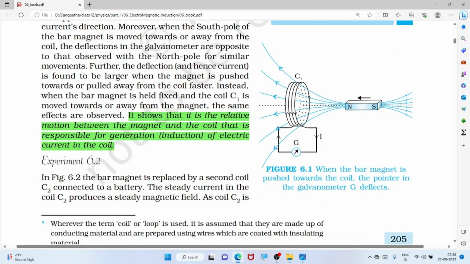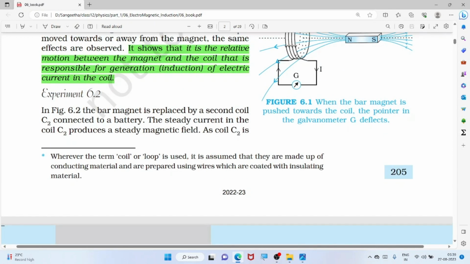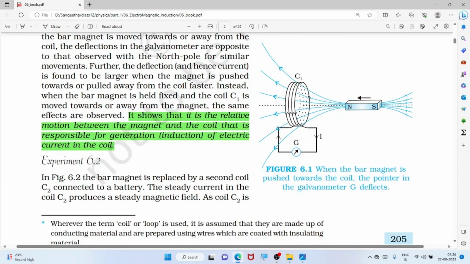This is Faraday's experiment. Here it shows that it is a relative motion between the magnet and the coil that is responsible for the generation of the electric current in the coil. When you move the magnet, the flux changes and a current is induced in this coil, and you can see that in the galvanometer. When a bar magnet is pushed towards the coil, the pointer in the galvanometer deflects. That means there is a current through this coil.